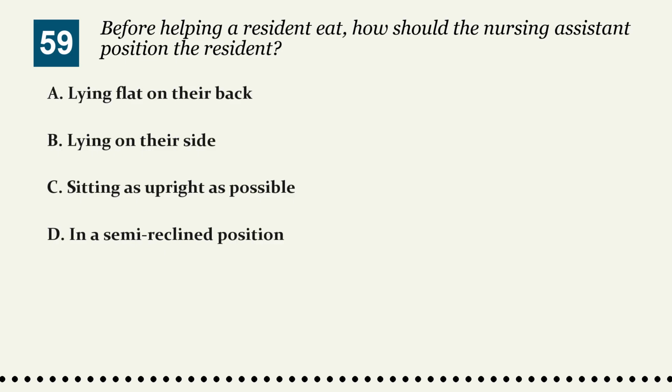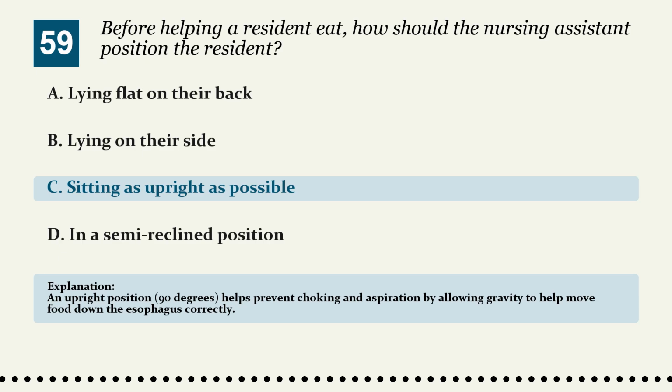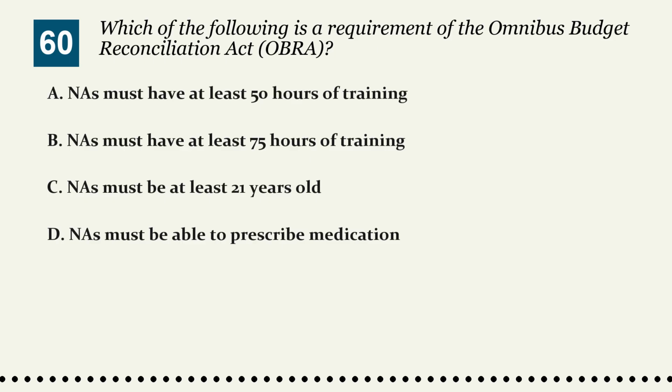Question 59. Before helping a resident eat, how should the nursing assistant position the resident? Option A, lying flat on their back. Option B, lying on their side. Option C, sitting as upright as possible. Option D, in a semi-reclined position. The correct answer is option C, sitting as upright as possible. An upright position, 90 degrees, helps prevent choking and aspiration by allowing gravity to help move food down the esophagus correctly.